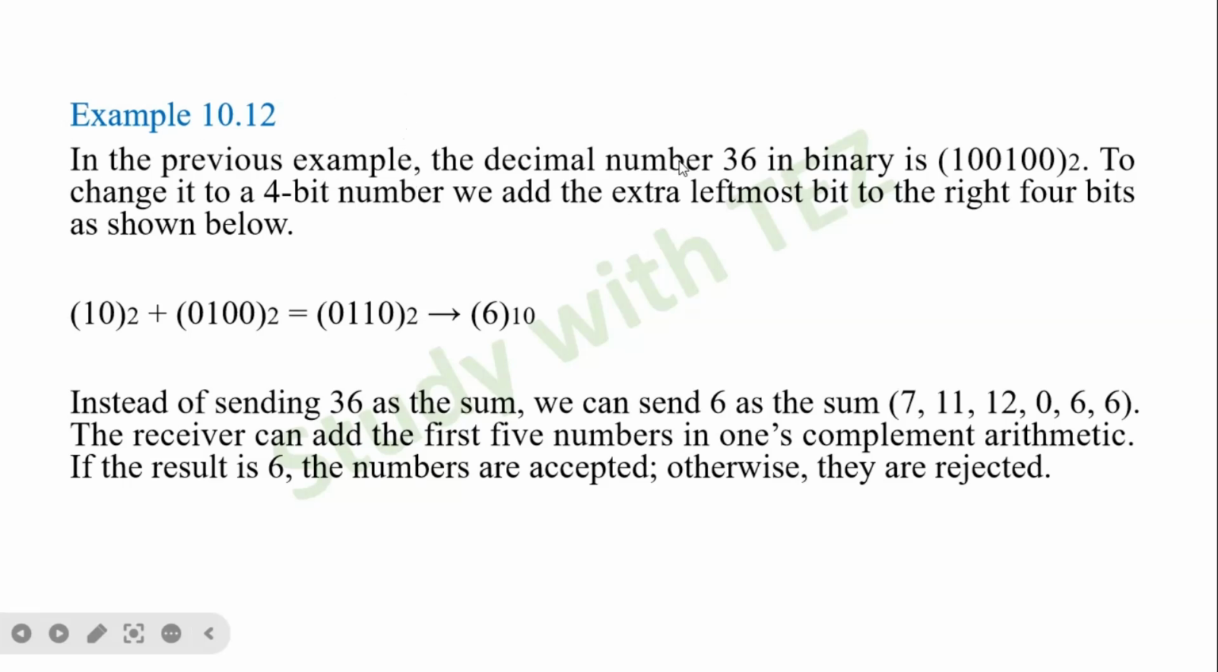As I said, 36 can be represented using 6 bits. Then changing that to a 4-bit number would be something like this. The last 4 bits, that is the rightmost, are taken, and the leftmost 2 bits are added here. Once we add that, 0 0 is 0, 0 1 is 1, 1 as it is, 0 as it is. So this will make the number 6 in decimal. So this is the binary equivalent. That is how we are converting a 6-bit sum into 4 bits, that is by one's complement.